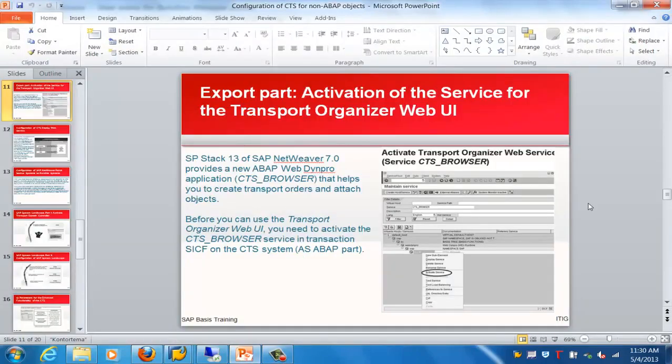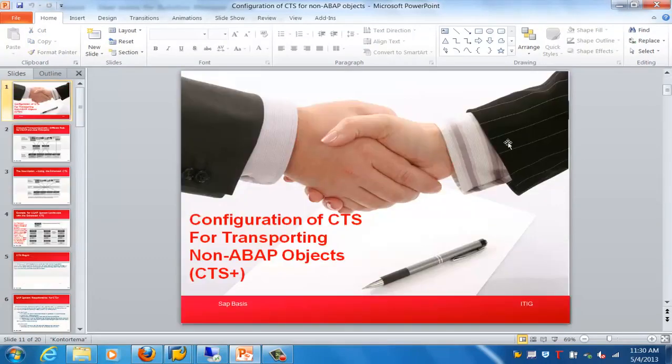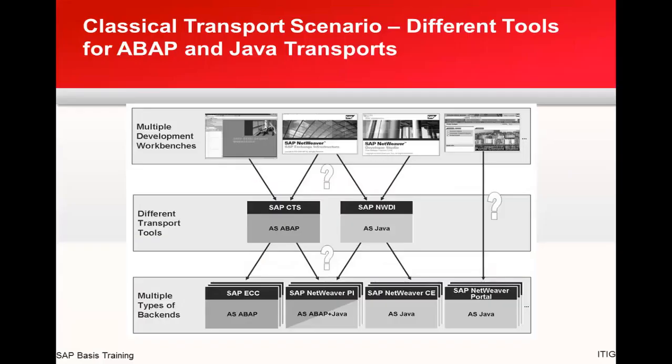Okay, CTS Plus. Basically, CTS Plus is the configuration of CTS. CTS is the change and transport system for transporting non-ABAP objects, like the objects from your portal systems, objects from your Java based systems like your PI objects.